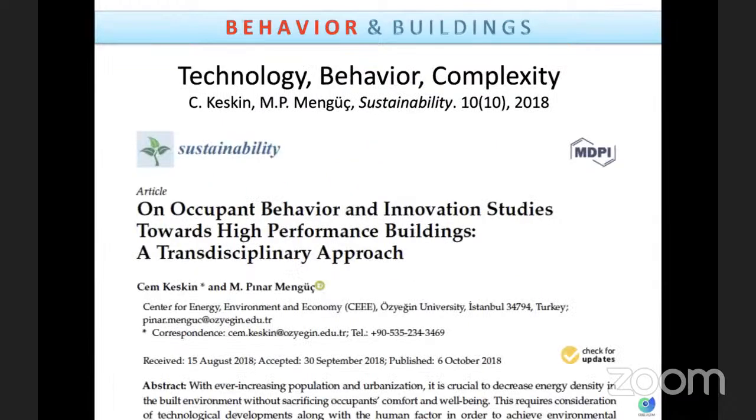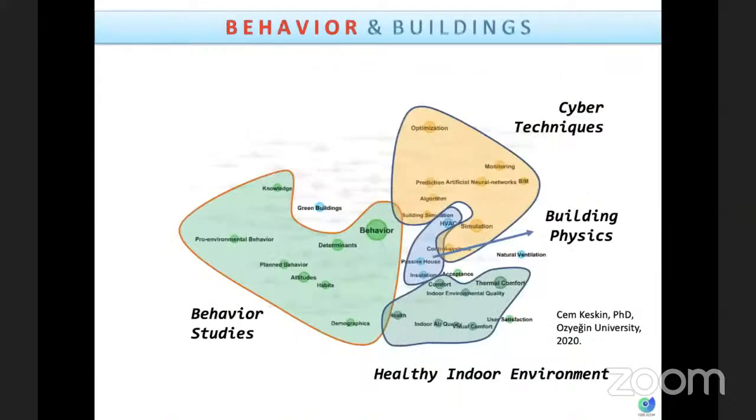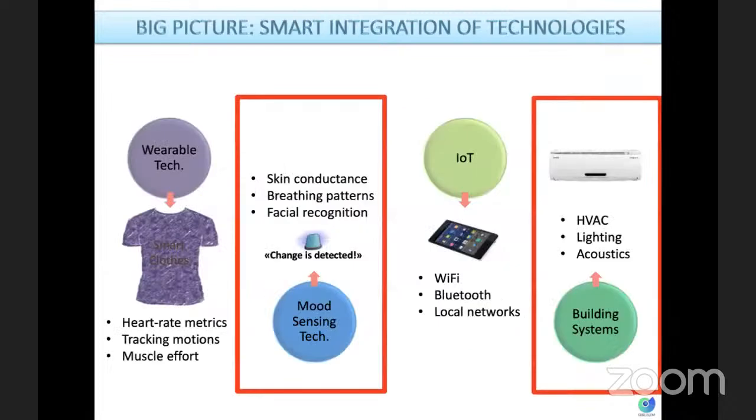We have worked on this problem for a number of years with one of my co-workers, who is now one of the senior researchers at the center, Cem Keskin. We looked at occupant behavior and found the relation between innovation studies, behavioral sciences, and the information sciences. This was a transdisciplinary approach combining all kinds of functions. And then you begin to sense and see what you can relate. The cyber technologies, healthy lifestyles, and behavioral studies all affect the building physics.